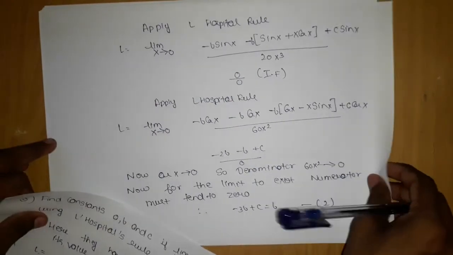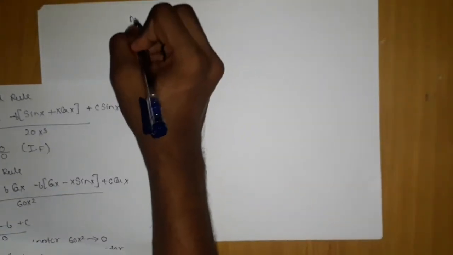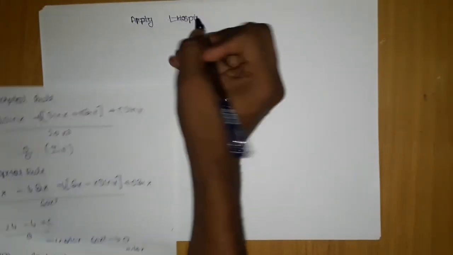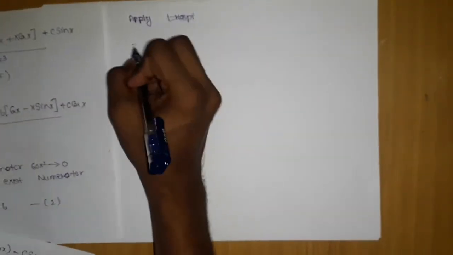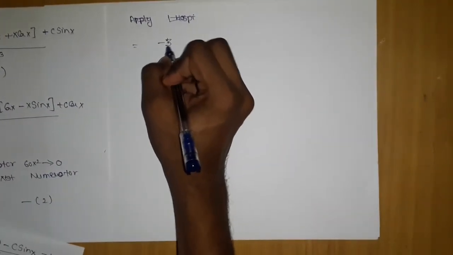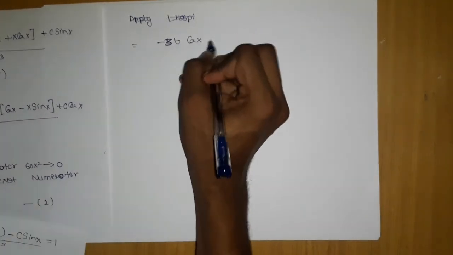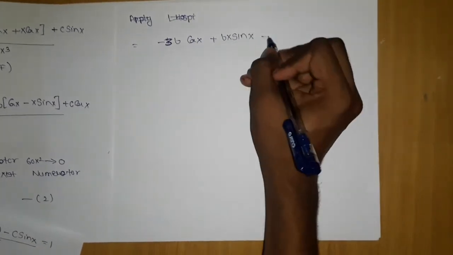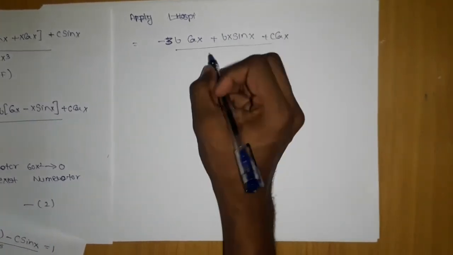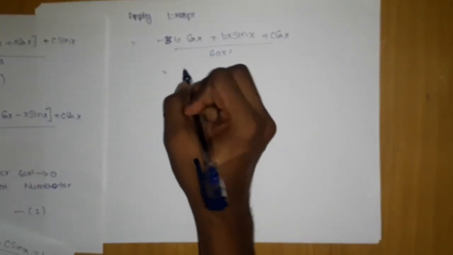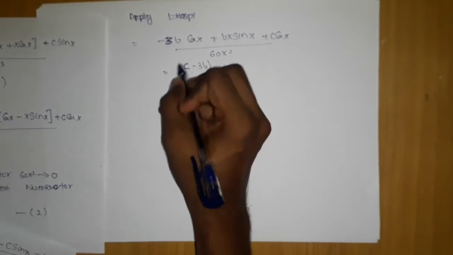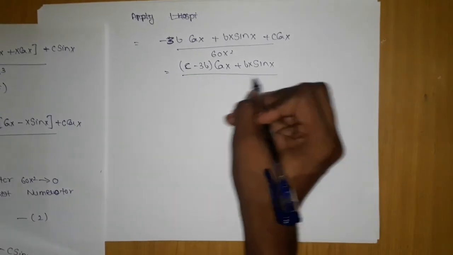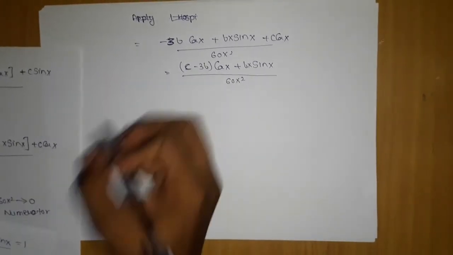We will apply L'Hopital's rule again since it is equal to 0. But before applying, let's simplify the given expression, because it has become minus 2b minus 3b cos x plus b x sin x plus c cos x. Okay, I have to simplify, 60x square. Finally we have c minus 3b cos x plus b x sin x, the whole by 60x square. Apply L'Hopital's rule.